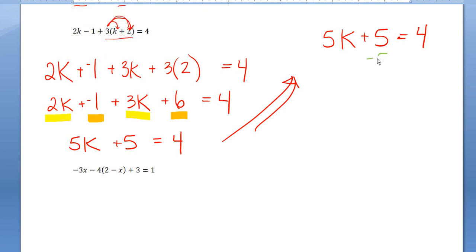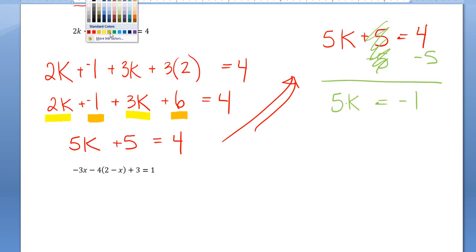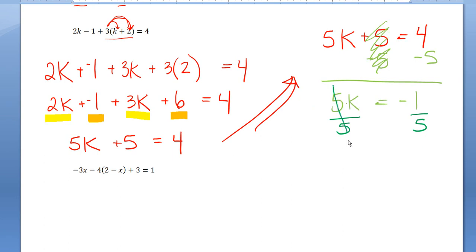I can get rid of this add 5 by subtracting 5 to both sides, keep it even. I'm left with 5k, 5 subtract 5 made 0, equals 4 subtract 5 is -1. Now I can get rid of this 5. This 5 is hooked by multiplication. I can undo multiplication using division. I can get rid of a multiply by 5 by dividing by 5. Again, do it to both sides. 5 over 5 makes 1. I'm left with k equals -1/5.